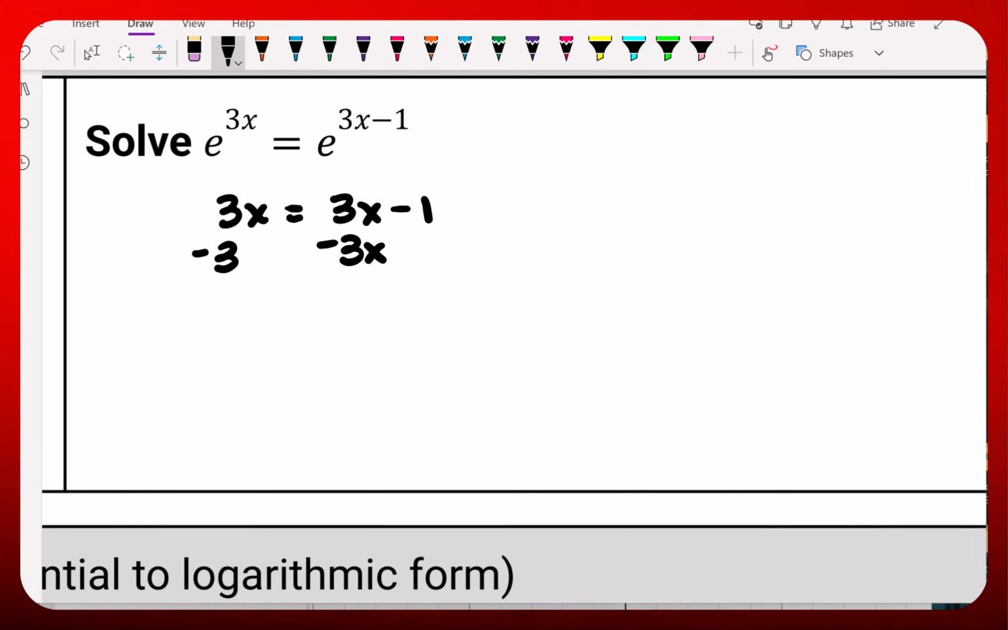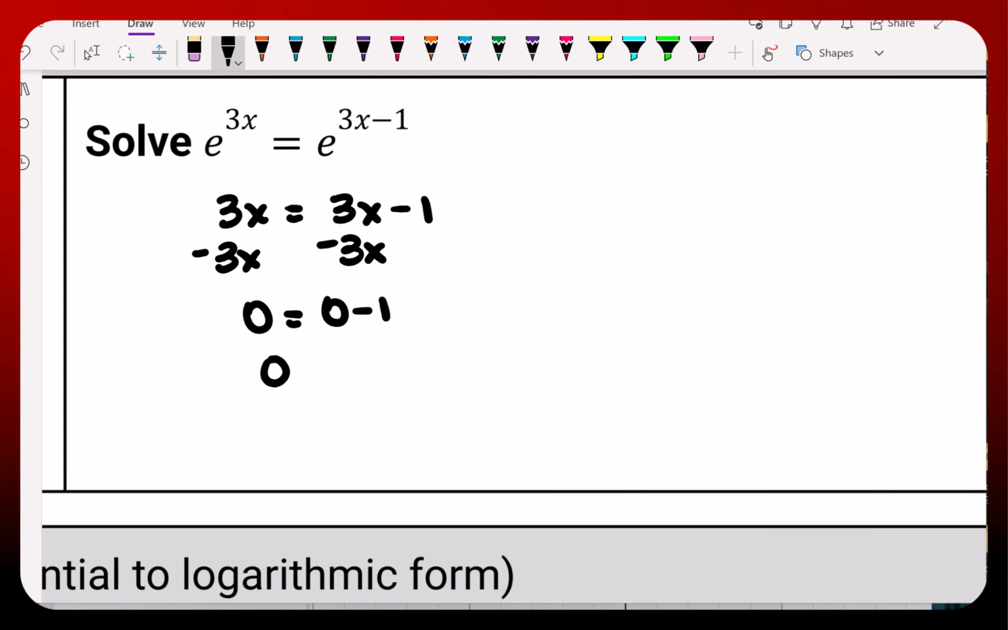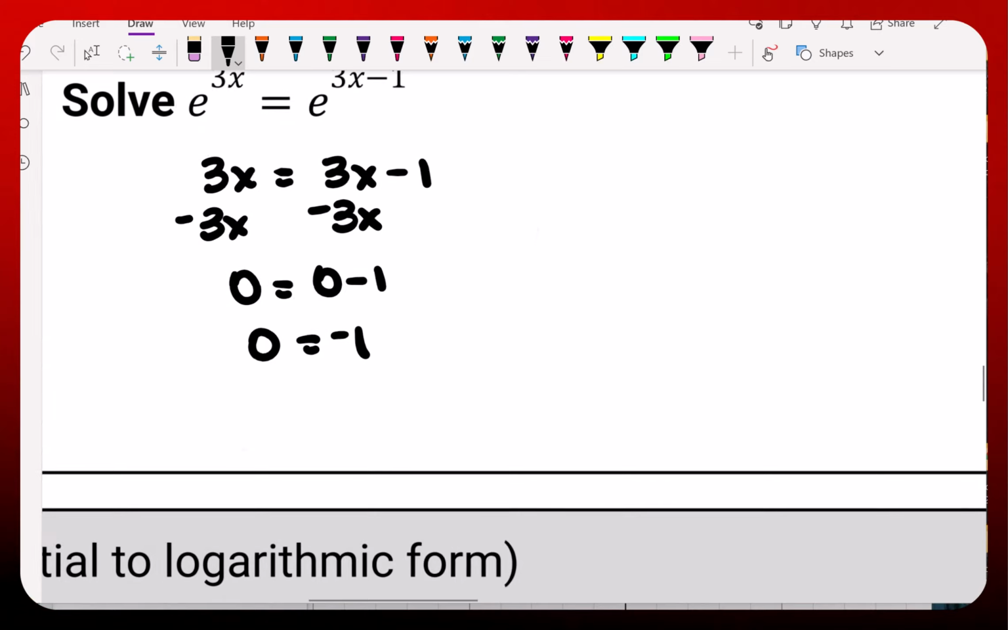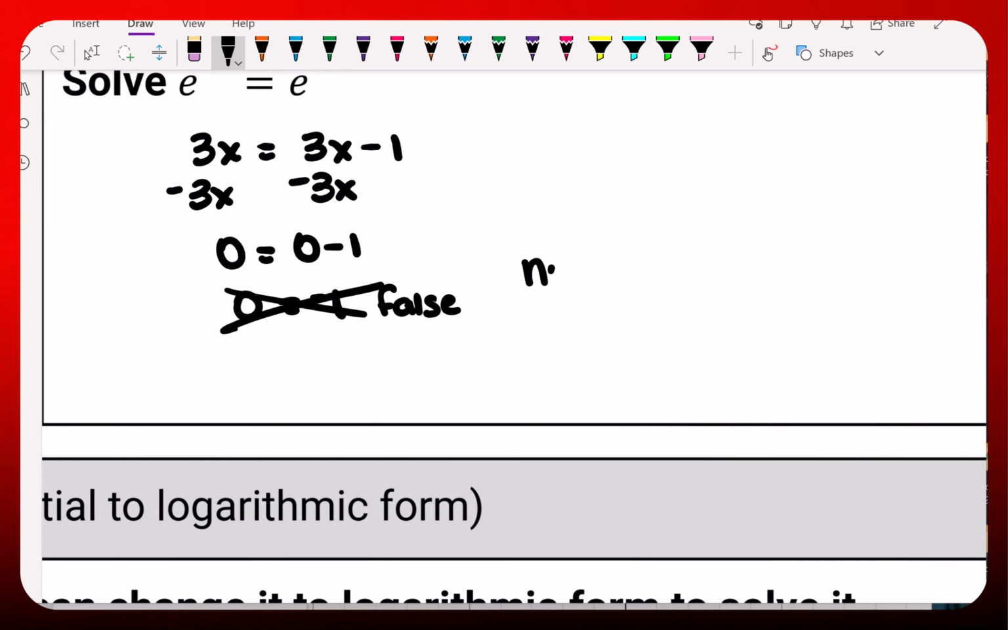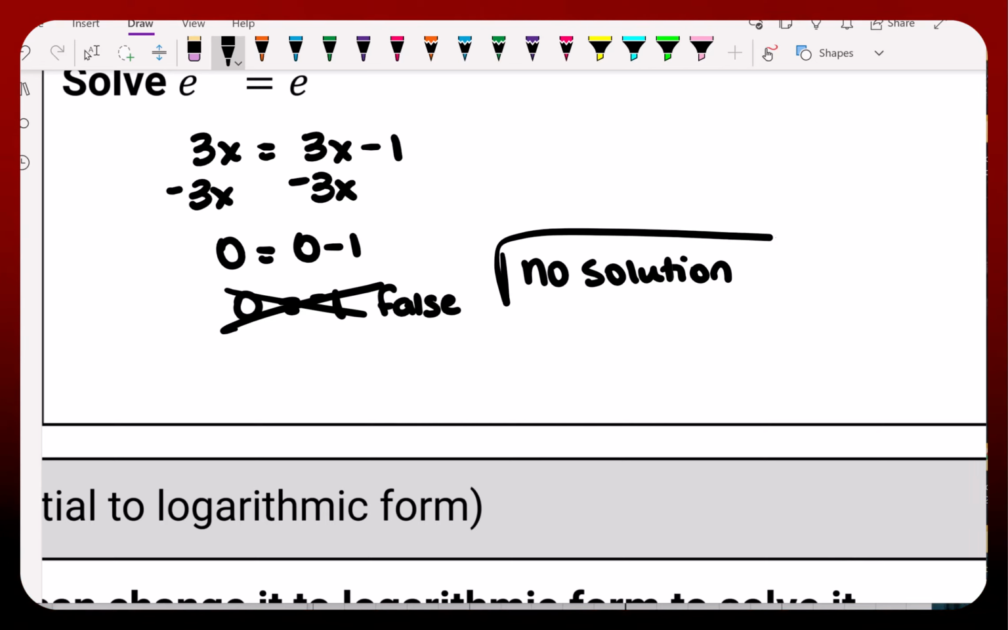So if I subtract 3x from both sides, I wind up with 0 equals 0 minus 1. Now my variable cancels out completely, and when this happens, and it does happen sometimes, you're left with either a true or a false statement. Well, last I checked, 0 does not equal negative 1. So that is false. If this is false, that means that we have a no solution situation.